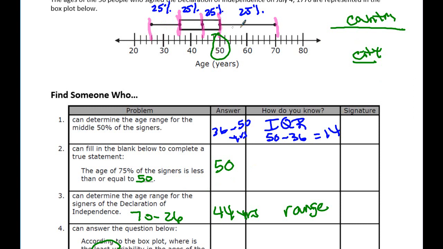So which section, which part is the smallest? It would be right here, from the median to Q3, which is going to be from 44 to 50 years. That age range. Okay? And I think you're ready for some practice problems.